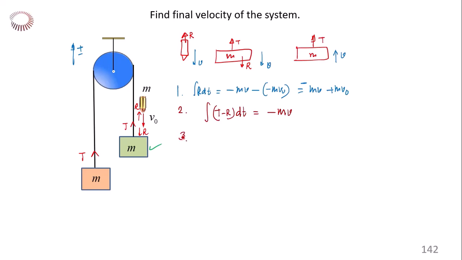Now finally for the third equation, if I take upward as positive, it should be the integration of T dt, which should be equal to the final momentum. The final momentum is upward, so it is plus mv. So these are the three equations.